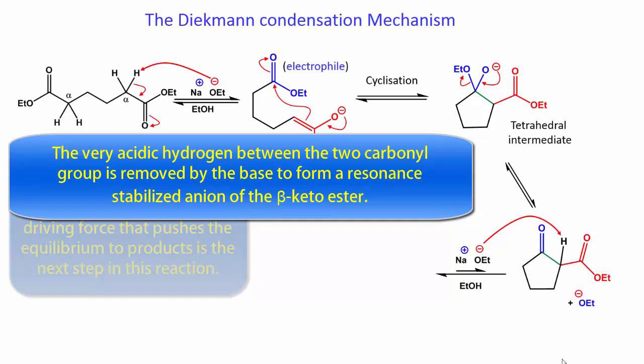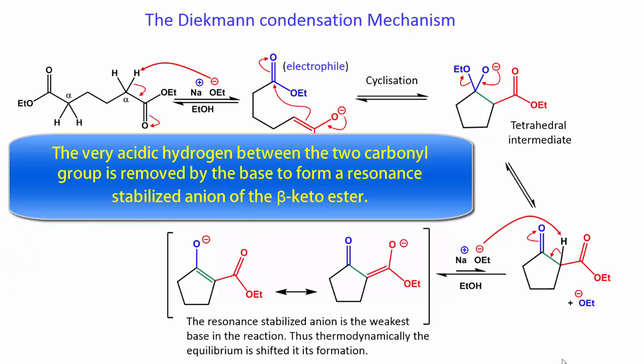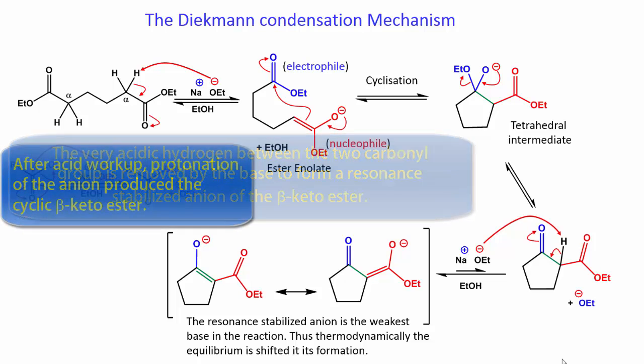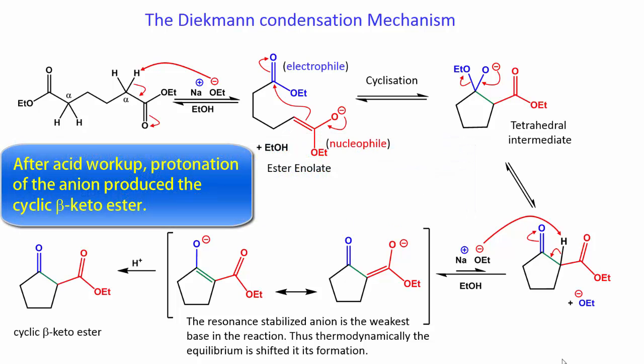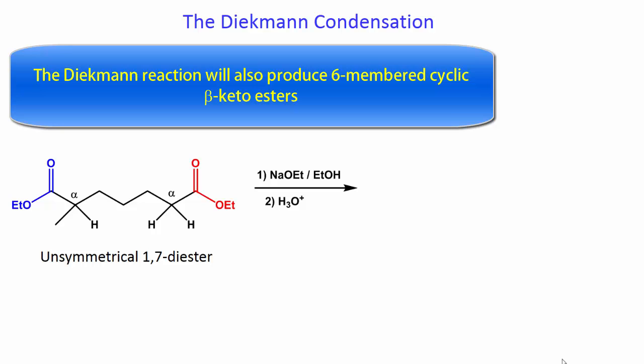The very acidic hydrogen between the 2 carbonyl groups is removed to form a resonance-stabilized anion of the beta-keto ester. The resonance-stabilized anion is the weakest base in this reaction. Thus, thermodynamically, the equilibrium is shifted to its formation. After acidic workup, protonation of the anion produces the cyclic beta-keto ester. The Dieckmann reaction will also produce 6-membered cyclic beta-keto esters.